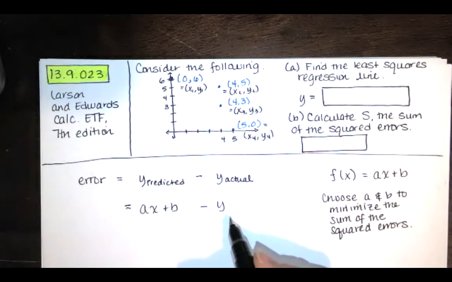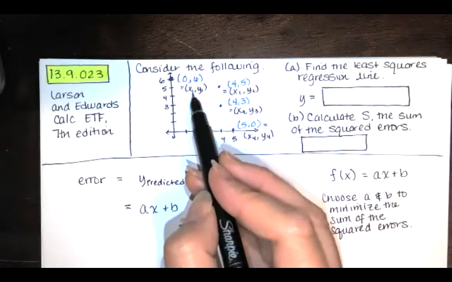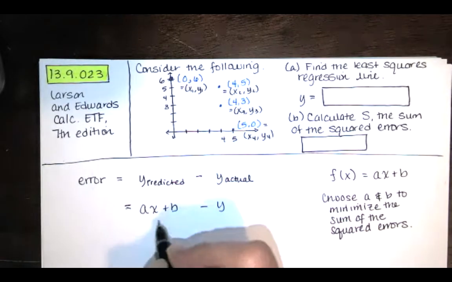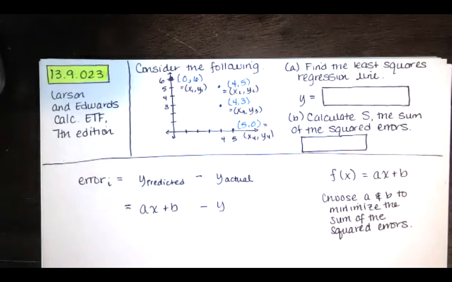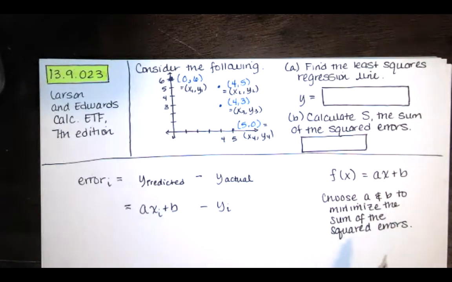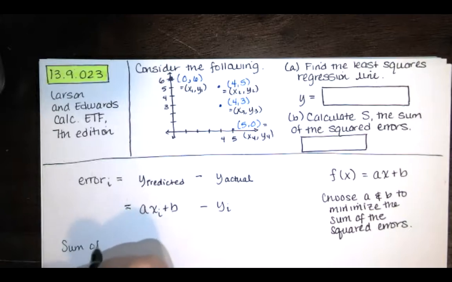Now we want this to be our error at each of these points, x sub 1, y sub 1, x sub 2, y sub 2, all the way through x sub 4, y sub 4. So I will say that this is the ith error, and I'll plug in x sub i here and y sub i. So i will go from 1 to 4. And we want the sum of the squared errors to be as small as possible. We want to choose a and b so that the sum of the squared errors is as small as possible. So that's our error, the sum of the squared errors.